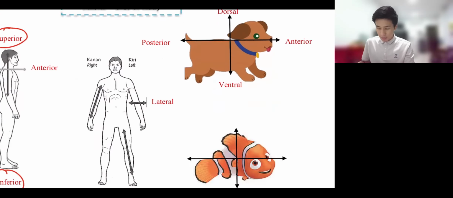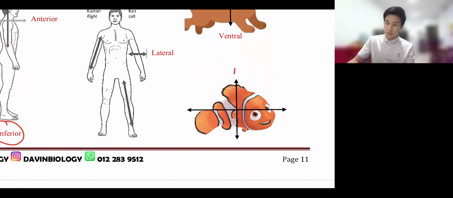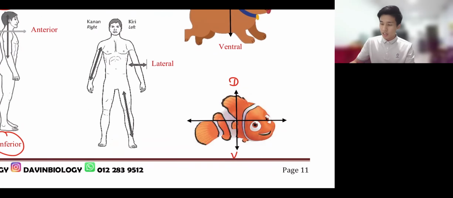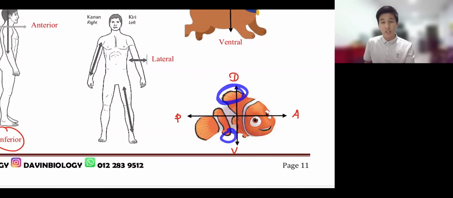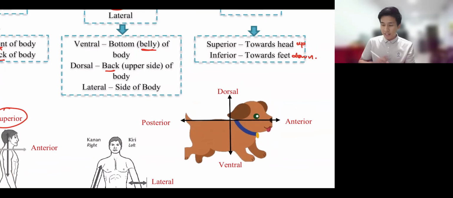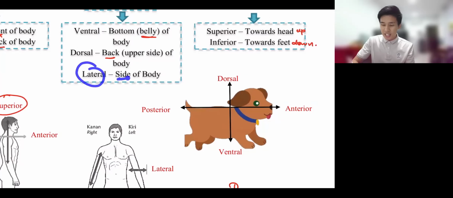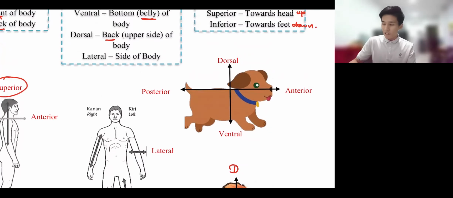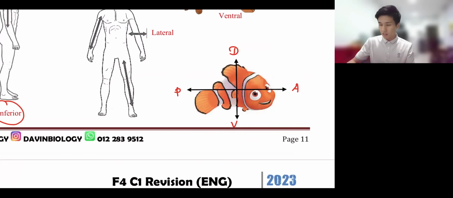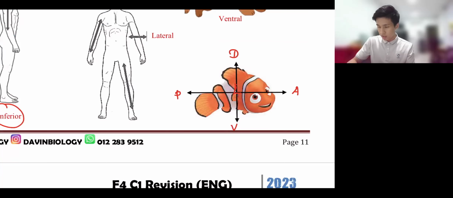Understand? Same goes to fish, actually. Dorsal, ventral, anterior, posterior. This fin is called the dorsal fin, and this one is called the ventral fin. So it's based on the direction. And finally, lateral means side, your left and right side. We have that in humans, left and right. In animals, their left and right is like here, lateral, here also lateral.